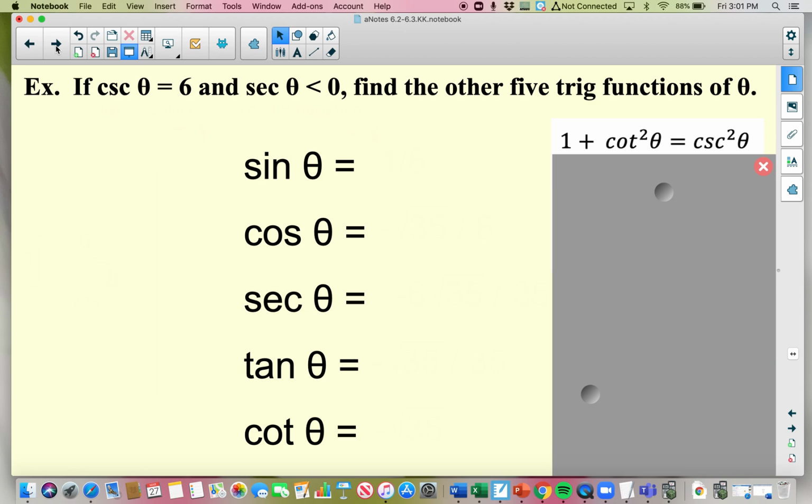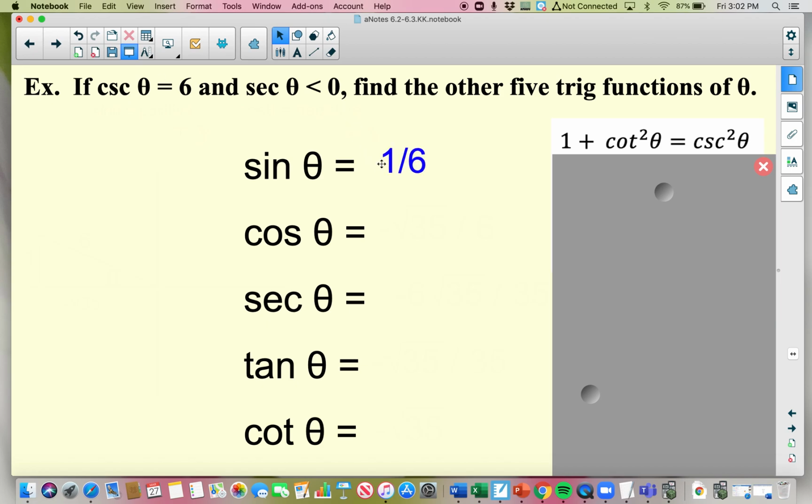All right. Another example of rearranging trig expressions. So if you know the cosecant of theta is 6 and the secant of theta is less than 0, find the other 5 trig functions. So I listed the 5 trig functions here, right? We got to figure those out. I know cosecant is 6. That one's a freebie. In fact, if you know cosecant, you should be able then to find its reciprocal. Easy peasy. So cosecant is the reciprocal of sine. So if cosecant is 6, sine is 1 over 6.